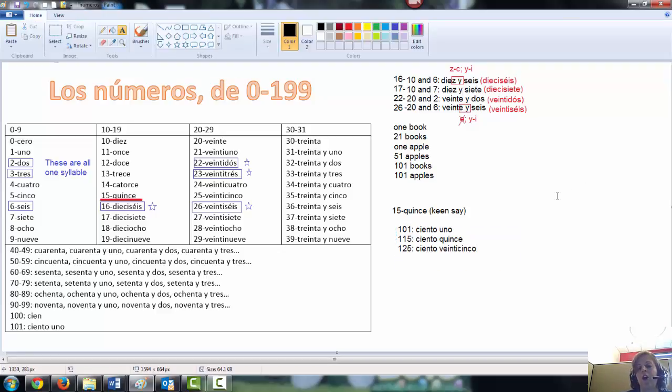ciento veinticinco, okay? Notice also that I am not putting an and. Let me go back. I am not putting an and between my hundreds and ones or my hundreds and tens. You only put ands between tens and ones, not between hundreds and ones and not between hundreds and tens.